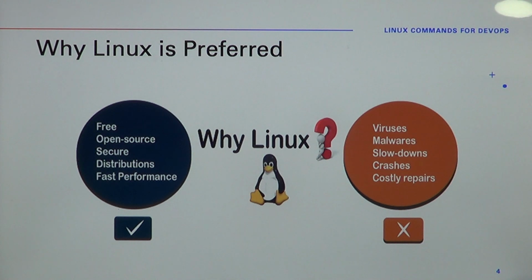Now distributions. There are commercially backed distributions such as Fedora, for example Red Hat, and community driven distributions such as the Debian family like CentOS. And others in the Debian family are Slackware, Gentoo, and Arch Linux. It has fast performance. It is very fast in comparison to other operating systems. It protects from viruses, malware, slowdowns, crashes, costly repairs, and many more.